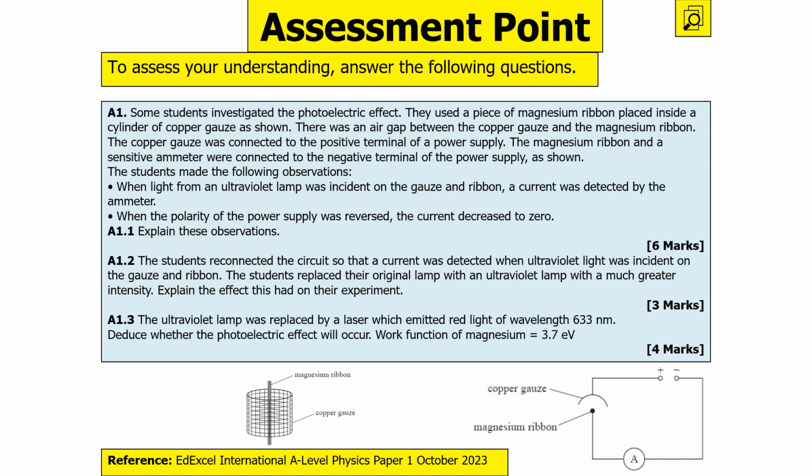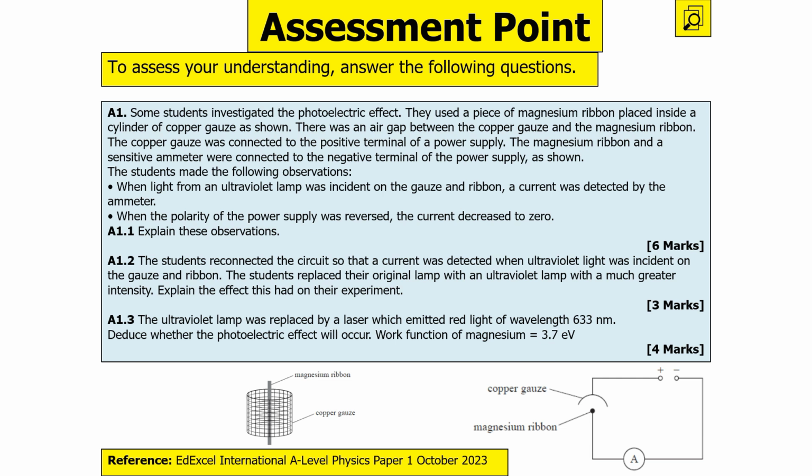They use a piece of magnesium ribbon placed inside a cylinder of copper gauze as shown. There's an air gap between the copper gauze and the magnesium ribbon. The copper gauze was connected to the positive terminal of a power supply. The magnesium ribbon and a sensitive ammeter were connected to the negative terminal of the power supply as shown.